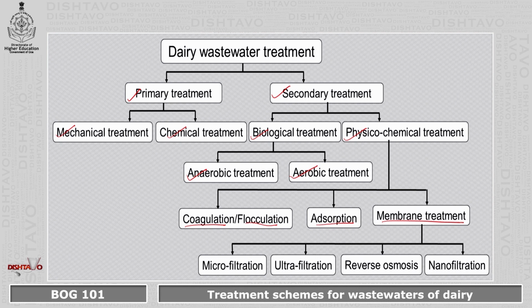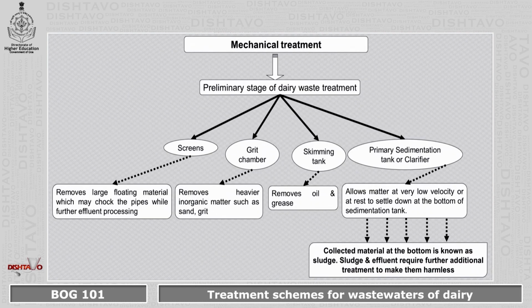membrane filtration process. So, this membrane filtration is further grouped into 4 types. The first one is microfiltration. Second one is ultrafiltration. Third one is reverse osmosis. And the fourth one is nanofiltration.